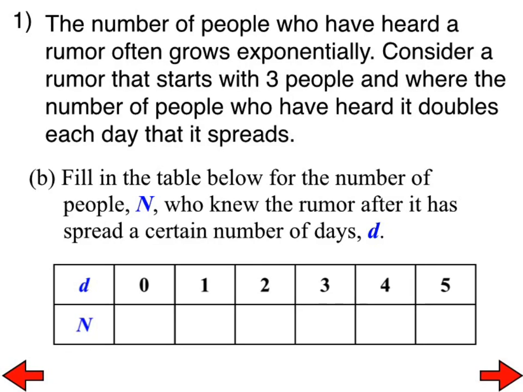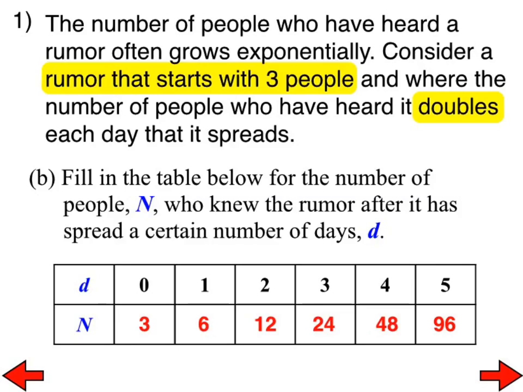So here's our table. At day 0, that's the number of people who knew the rumor originally. That, of course, is 3. And then after that, it doubles each day. So at day 0, it was 3. If it doubled, day 1, that would be 6. And then it continues to double each day. So by day 5, 96 people now know that rumor when it started with 3 people.